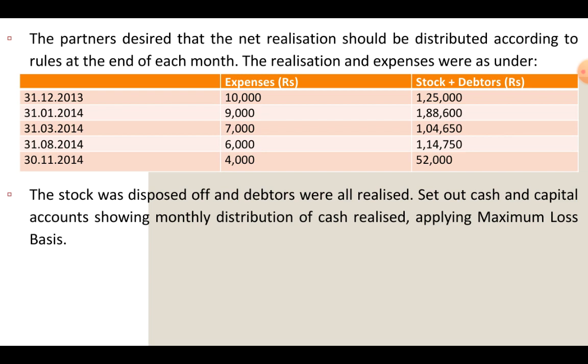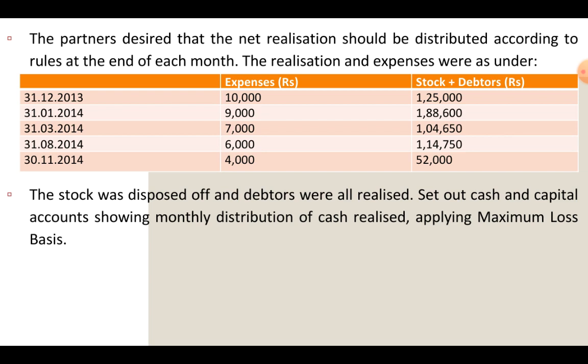And the stock was disposed of and debtors were all realized. Set out cash and capital accounts showing monthly distribution of cash realized applying maximum loss basis. So here it's clearly given to us that we have to follow maximum loss basis. And again, just a quick reminder, if we tell you Garner and Murray method, then also you have to follow the same method, which is applying the maximum loss basis.